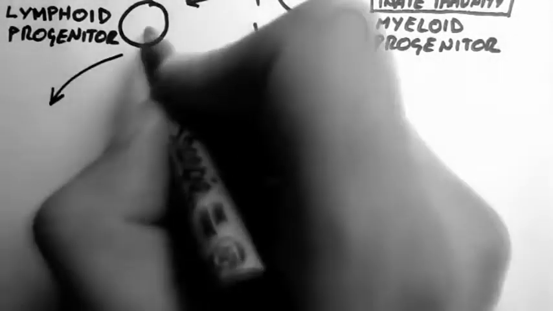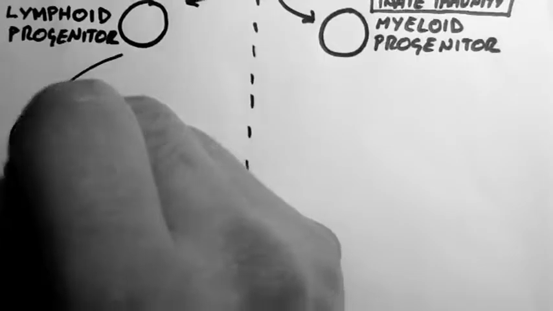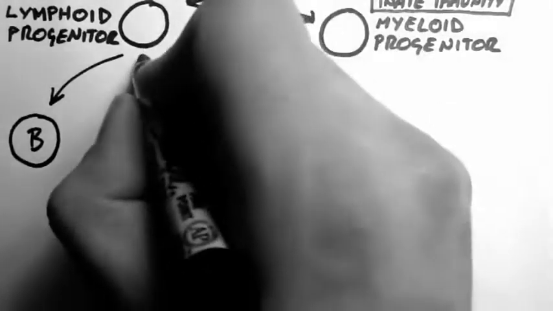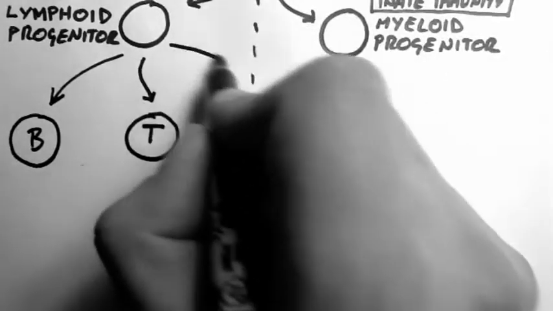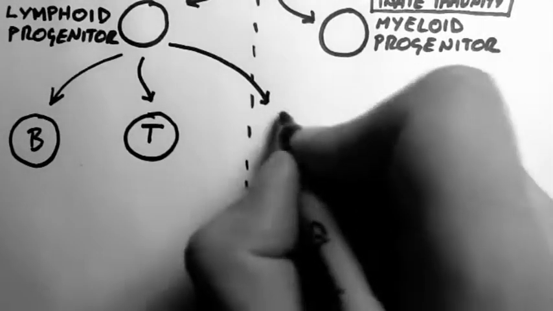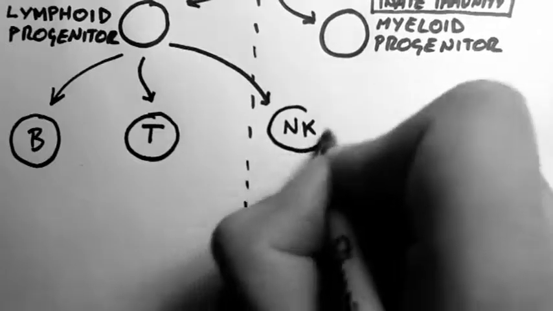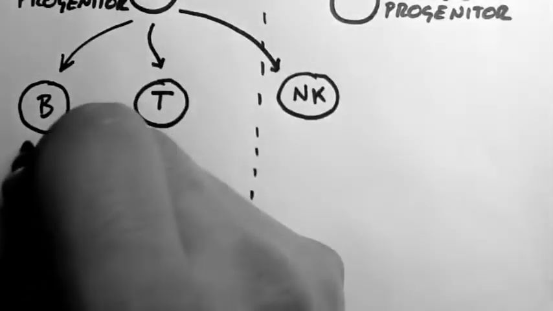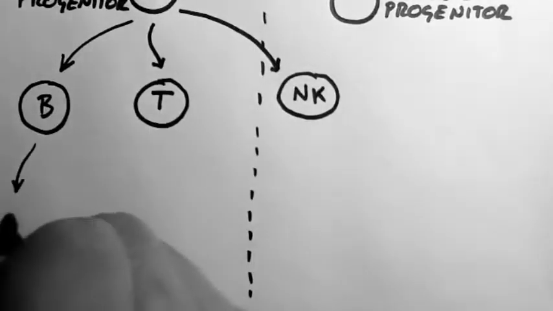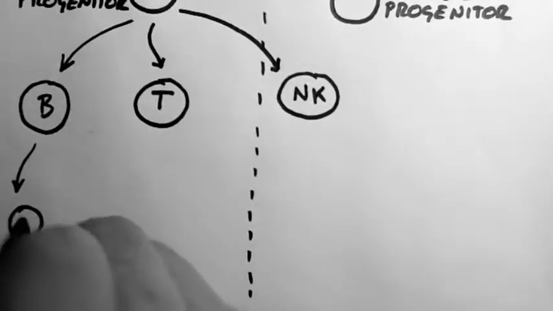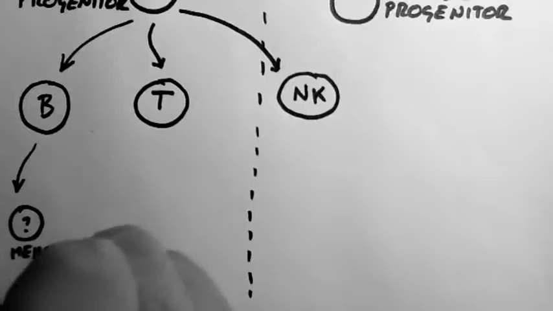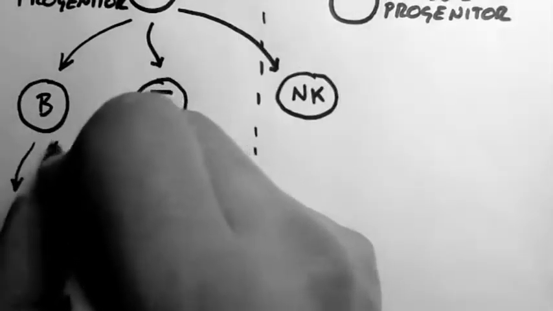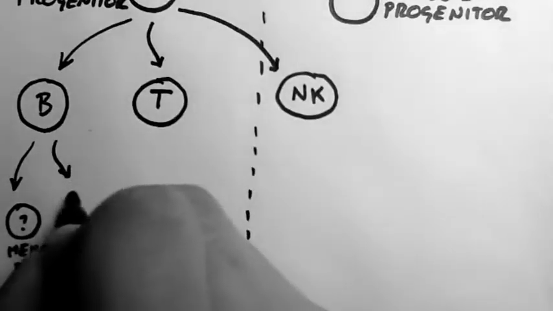Now the lymphoid progenitor can produce either B cells, named for bones, because they are developed in bone marrow, T cells, named for thymus, because they mature in the thymus, or NK cells, which are one of these exceptions that's part of the innate immunity. NK stands for natural killer. Now the B cell can differentiate into memory B cells or into plasma cells.